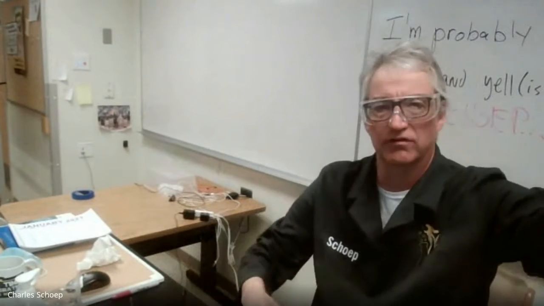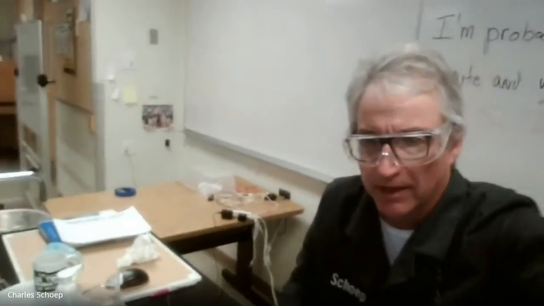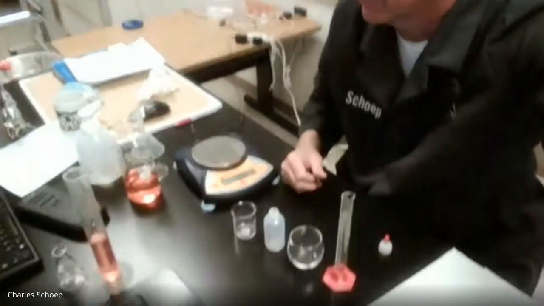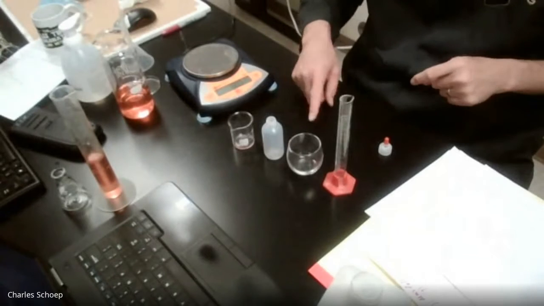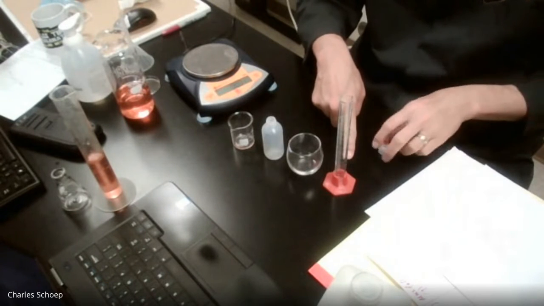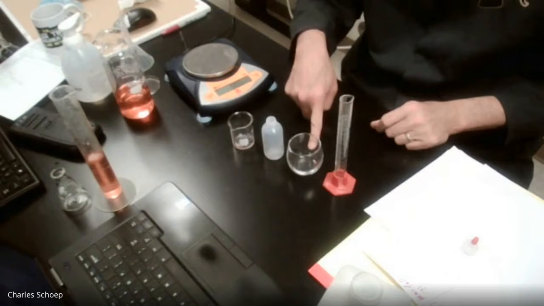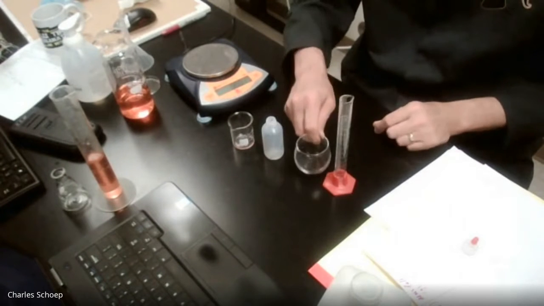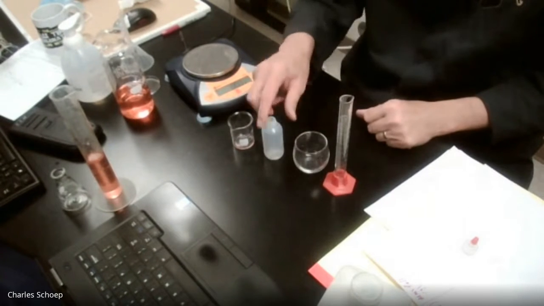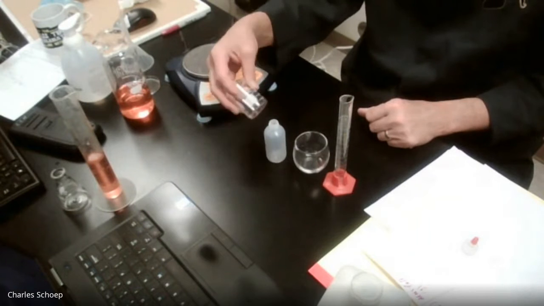Okay, so I'm going to move my camera off of my face and down to my chest so you guys can see what we got here. So we've got 25 milliliter graduated cylinder. We've got candle holder cup thing. We've got plastic bottle, and we've got beaker.